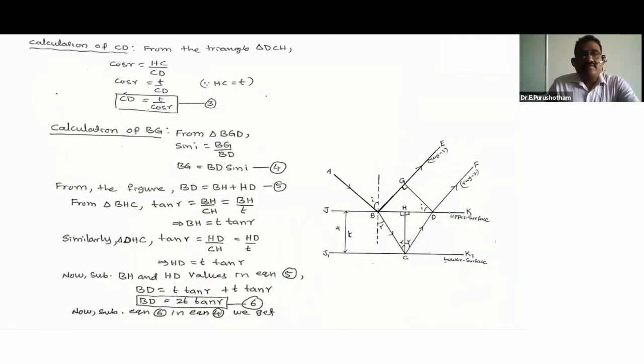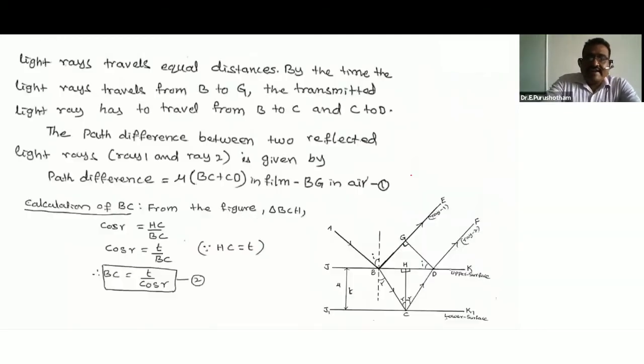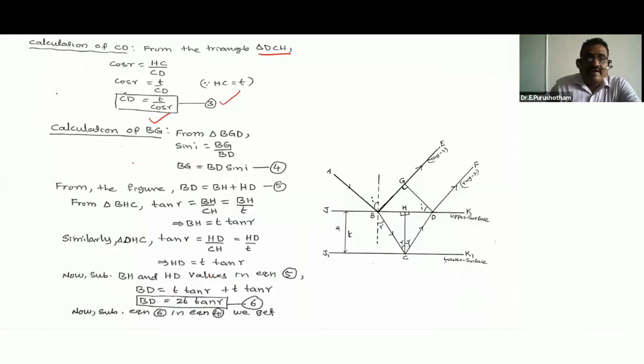Another triangle, this is DCH. I want to take the same cos R. Cos R is equal to the adjacent side HC by the hypotenuse CD. So T by CD, CD is equal to T by cos R. Calculation of BG: we want to calculate BC, CD and BG. I calculated BC and also CD. Now I am going to calculate BG.